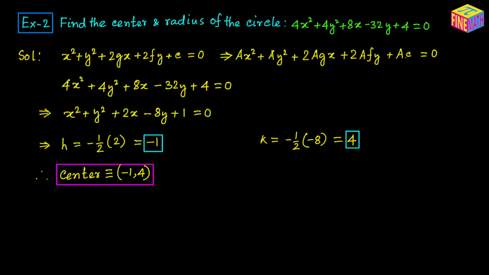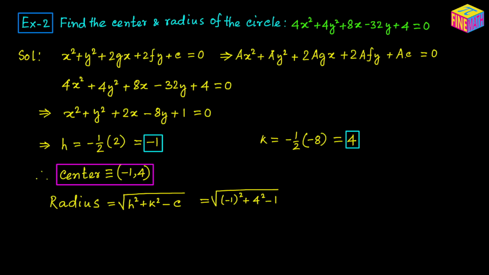Now let's try to calculate the length of the radius. We know the formula of radius is equal to square root of h squared plus k squared minus c. So let's just plug in the values here. We can write it as square root of negative 1 whole squared plus 4 squared minus 1, because in this case c is equal to positive 1 and h is equal to negative 1 and k is equal to 4.